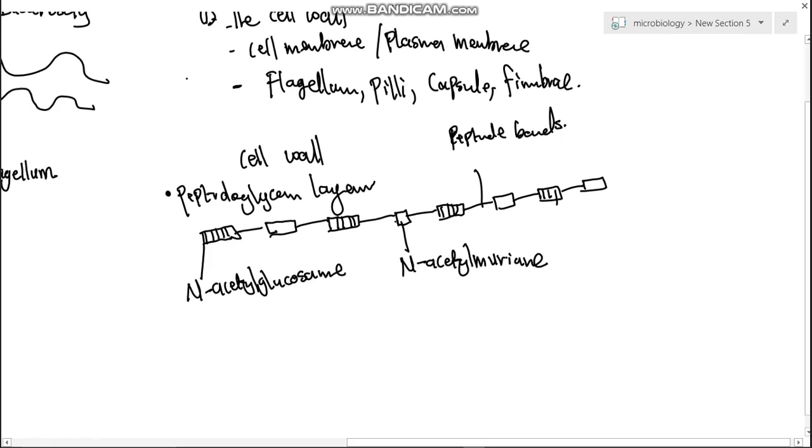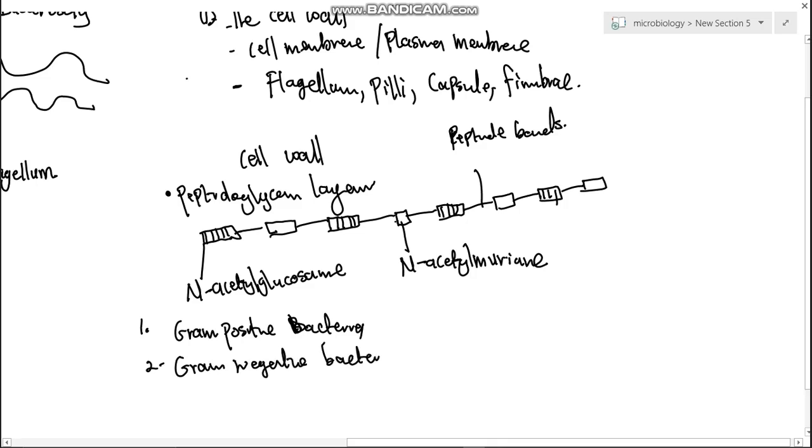Now, this structure of the cell wall has distinguished the bacteria into two categories. By virtue of the cell wall, bacteria have been classified into gram-positive bacteria, and then we have gram-negative bacteria. So these are the two types of bacteria that we have according to the cell wall.